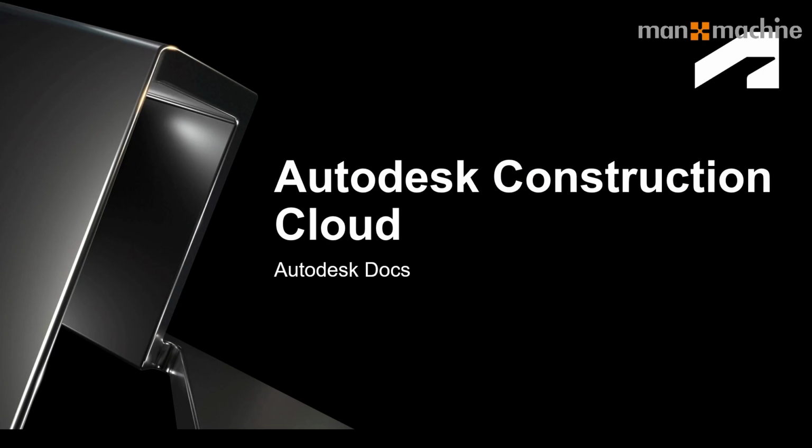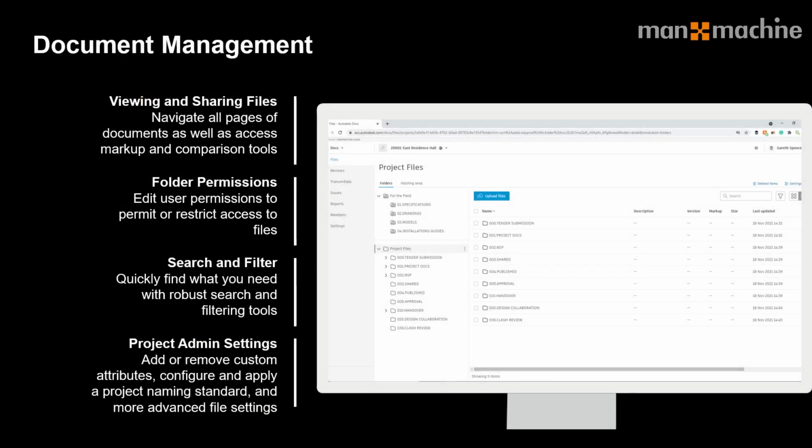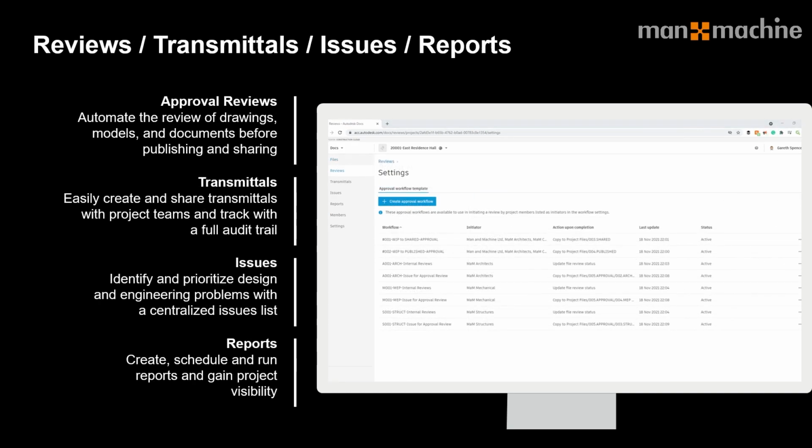As I mentioned earlier, we are going to look at the Autodesk Docs application, and Autodesk Docs allows us to view and share files directly through a web space in the cloud. It also allows us to set permissions to permit certain users access and restricts access to certain files. It allows us to search and filter information quickly, and also we can set specific custom attributes and configure the application in accordance with project naming conventions and so forth. It also allows us to review information placed in there such as drawings, models, etc.